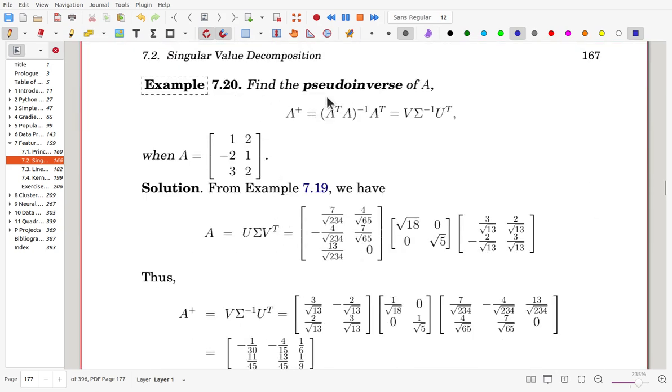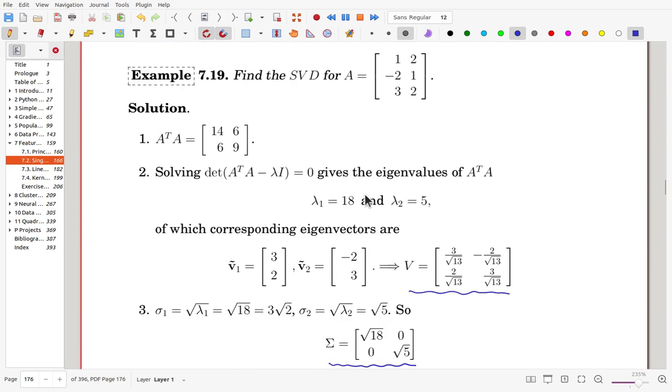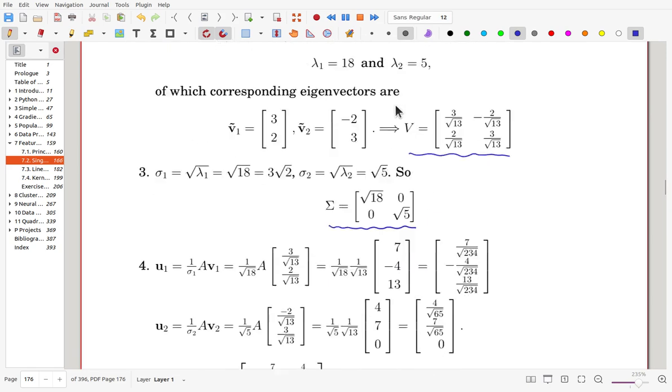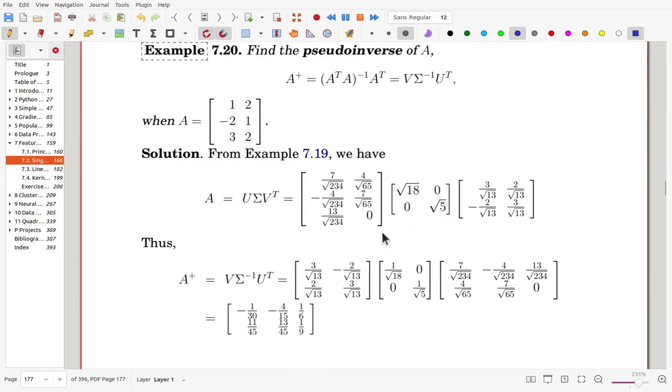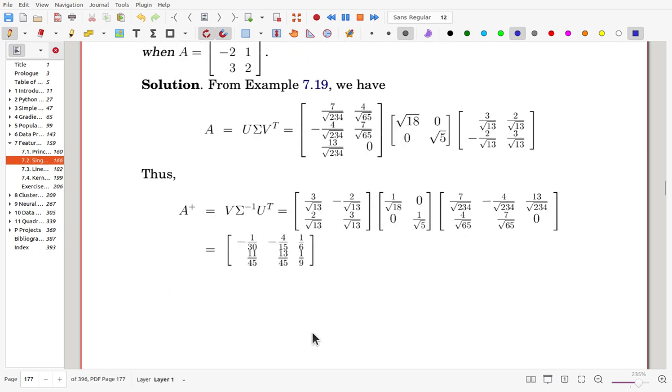Now we try to find the pseudo inverse of A. The pseudo inverse A plus is V sigma inverse U transpose. We are dealing with the same matrix A. For that one, we already got the singular value decomposition in the previous example, so using those matrices, we can get the pseudo inverse of A. So we reach that one.